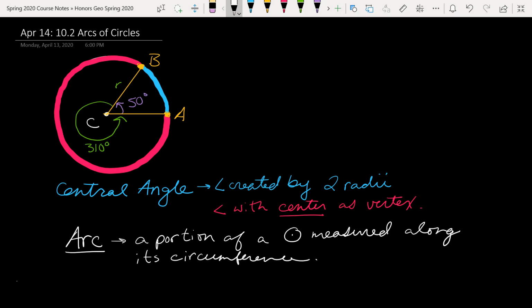In the case we have here of a central angle of 50 degrees, clearly the portion of the circle between A and B that's blue is a smaller portion of that circumference than the pink portion. As a result, we refer to that smaller portion of the circle as a minor arc. But since every central angle divides a circle into two arcs, if we have a minor arc, we also have a major arc. So just to recap some of these terms, a central angle creates two portions of the circle, two arcs. In every case except for one, we have a minor arc and we have a major arc.